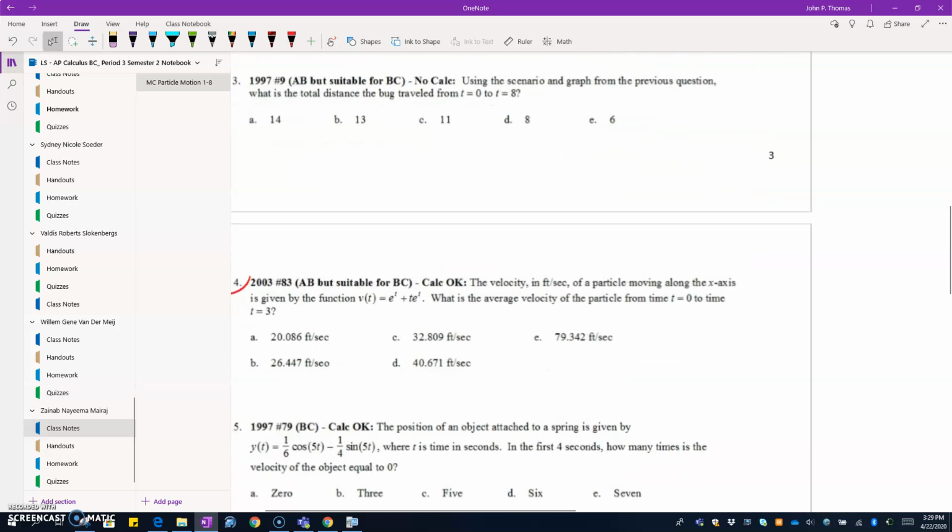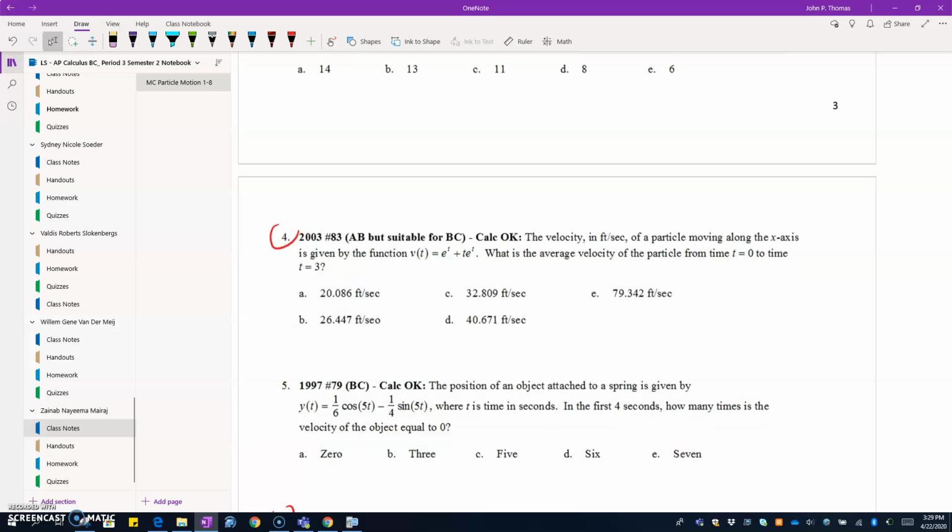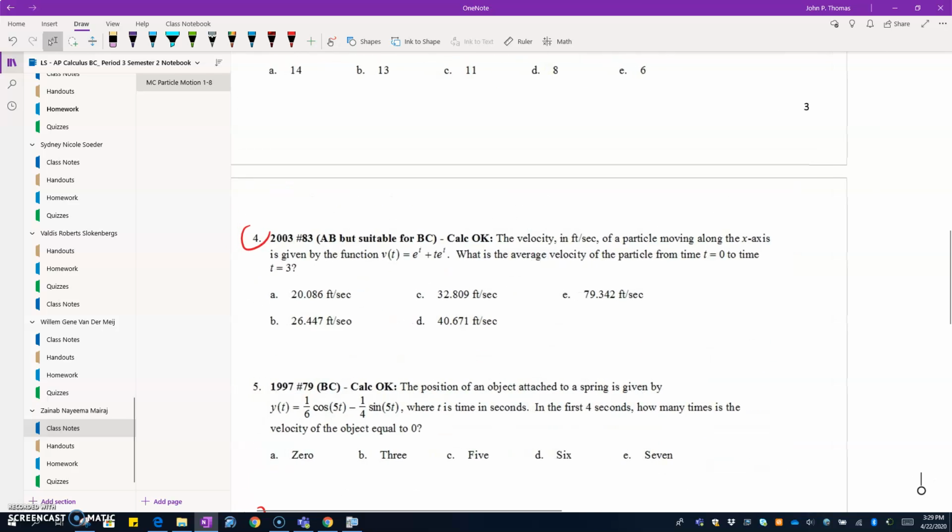If we go to number 4, number 4 says calculator is okay, so we'll probably need to use it here. So it says the velocity in feet per second of a particle moving along the x-axis is given by the function v of t. What is the average velocity of the particle from t equals 0 to t equals 3? All right, so we're given velocity and we want average velocity. So we're going to do 1 over b minus a, so 3 minus 0, times the integral from 0 to 3 of e to the t plus t e to the t dt.